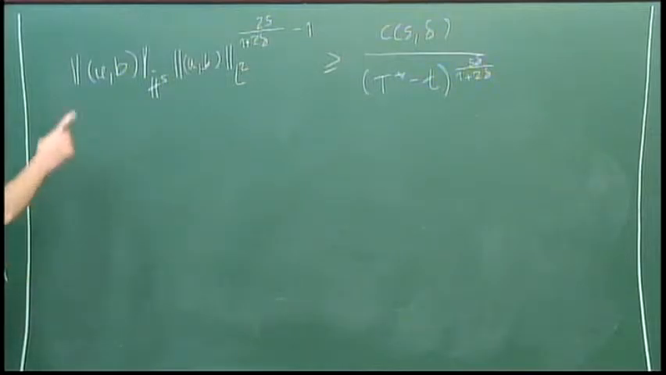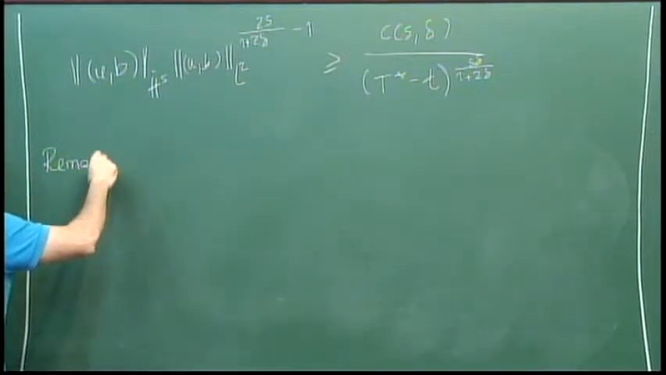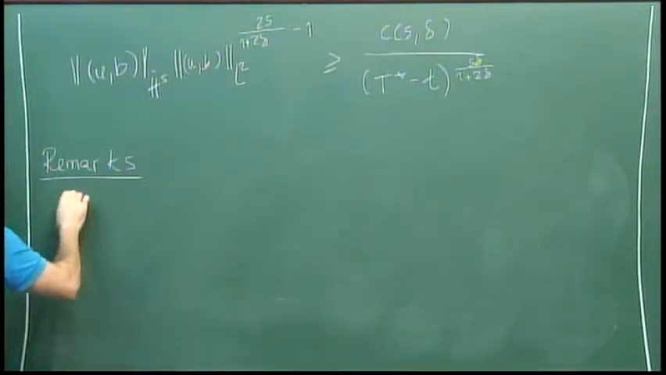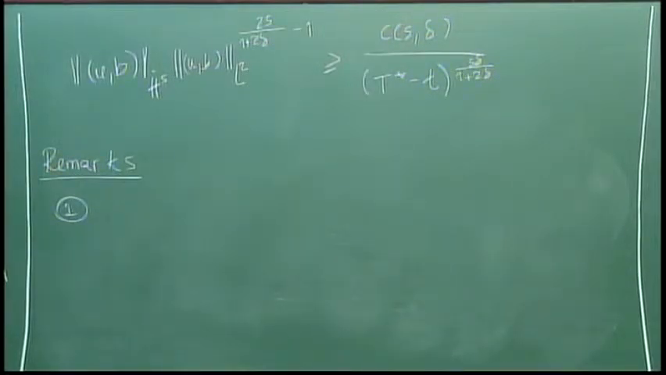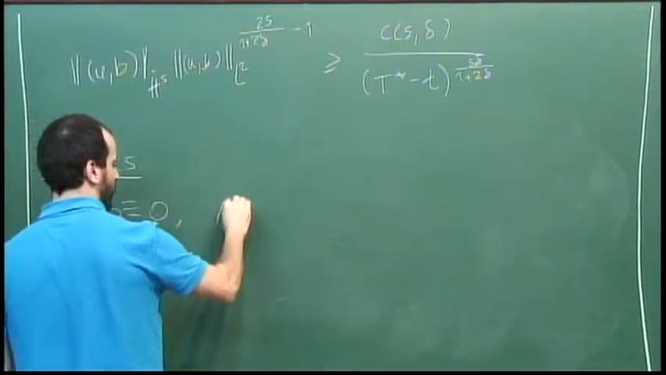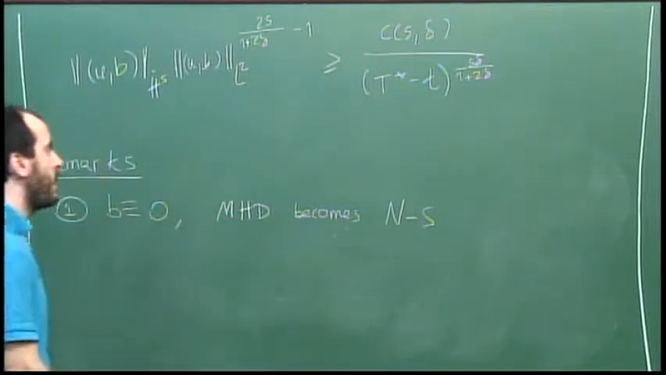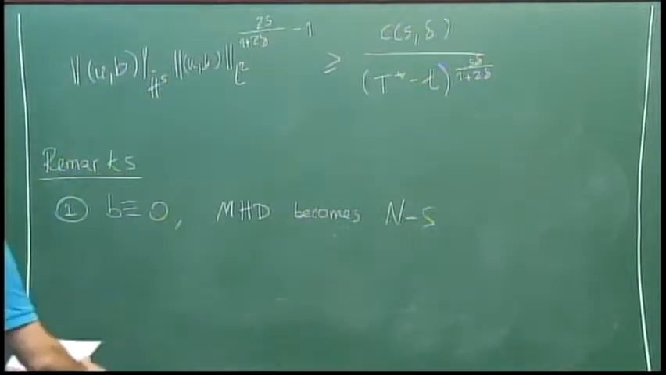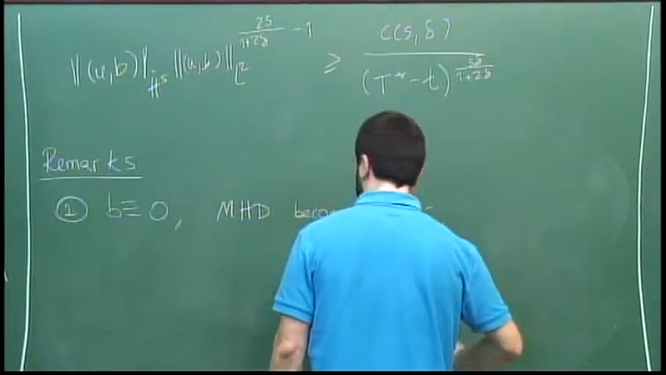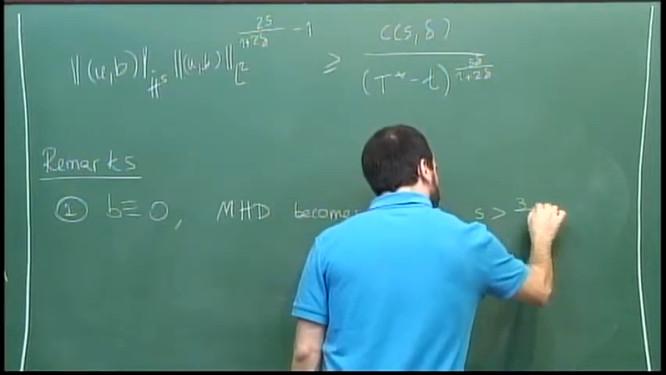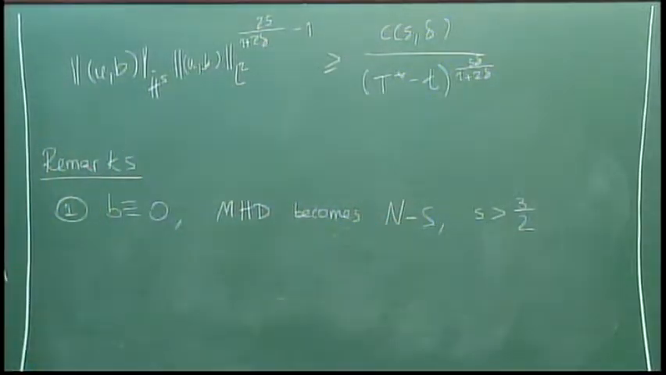And so a few remarks about this exponent will show that that's a particular case of this. So remark number 1: if B is identically 0, MHD becomes Navier-Stokes, and then actually we have a more general result. S is only greater than 3/2, while Ben-Amer had an exponent bigger than 5/2. So we can extend this exponent a little bit. S here could be taken over a larger set.